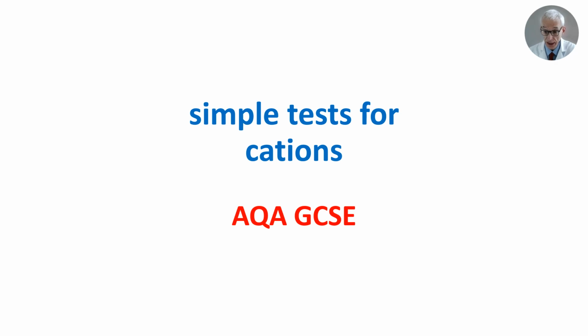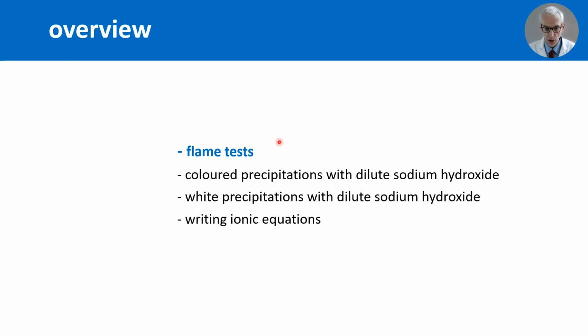Simple tests for cations, AQA GCSE. We will start with flame tests, then move on to coloured precipitates with dilute sodium hydroxide, white precipitates, and then writing ionic equations for hydroxide precipitates.